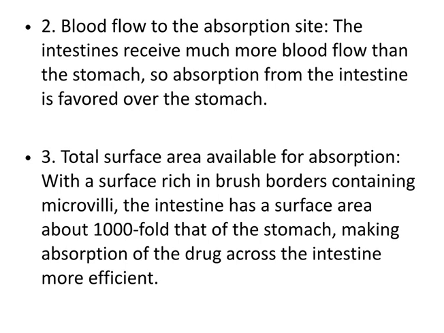Second, blood flow to the absorption site. The intestine receives much more blood flow than the stomach, so absorption from the intestine is favored over the stomach. Third, total surface area available. إذا هاي كم فاكتور صار عندي البي اتش صار عندي البلاد فلو والتوتال سيرفيس اريا available for absorption. With a surface rich in brush borders containing microvilli, the intestine has a surface area about 1,000-fold that of the stomach, making absorption of a drug across the intestine more efficient.